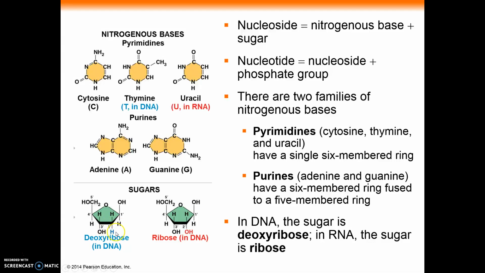Okay, so it's missing something. This actually makes DNA more stable and RNA less stable, because this OH group can go through a reaction with a longer chain, which can lead to the RNA breaking apart.